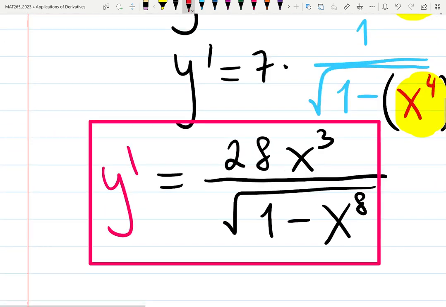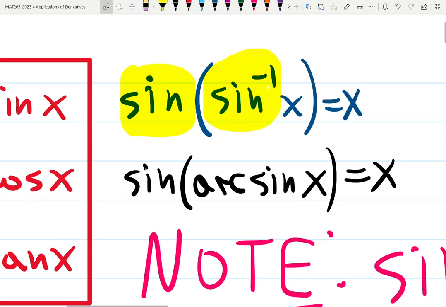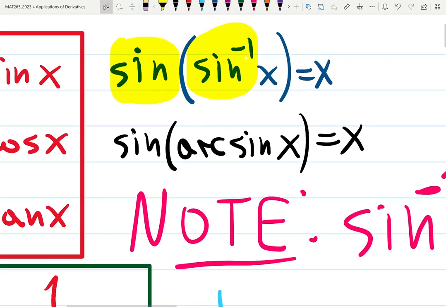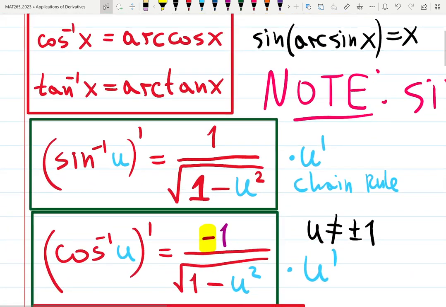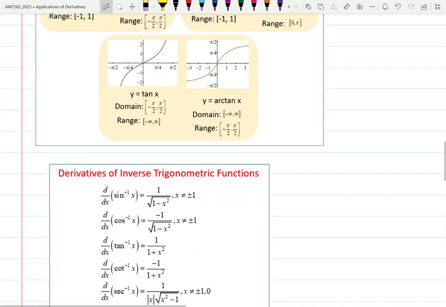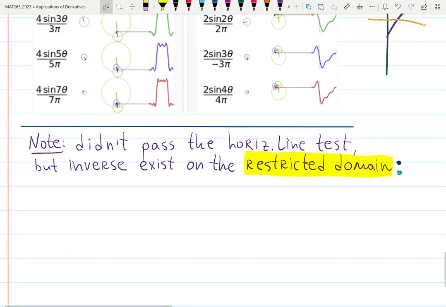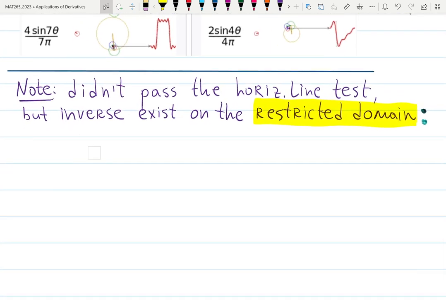Arcsine is the inverse function of sine. We did that before. This is the idea: sine of arcsine gives you the input, or arcsine of sine gives you the input. Inverse functions. However, there's a theorem that tells you that not all functions have inverse functions. The functions must be one-to-one, or pass the horizontal line test.